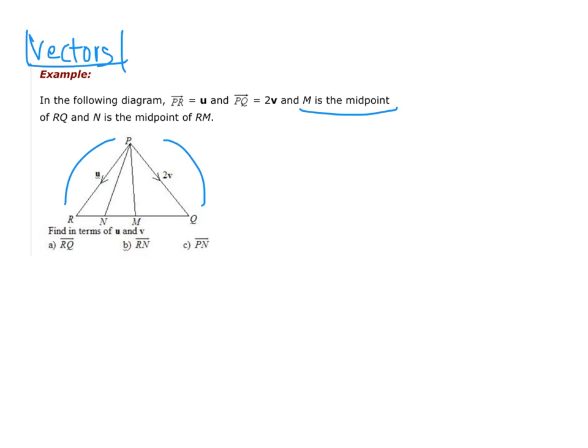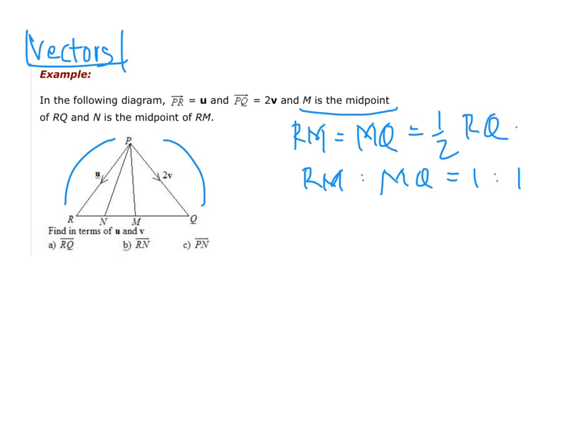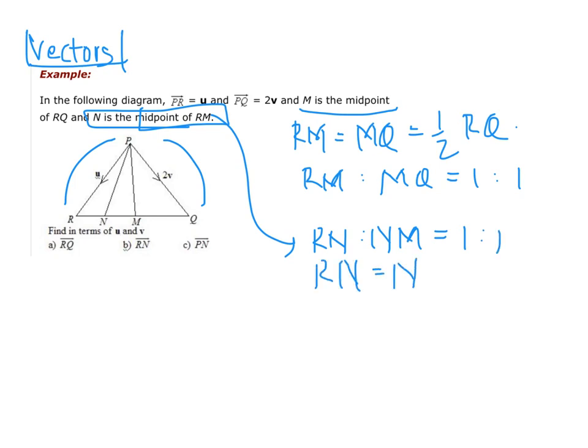What does that imply? You have to analyze the information first. Whenever M is the midpoint, that shows you that RM is equal to MQ, right? So we can say that RM equals half of RQ, or in the ratio, RM to MQ is 1 to 1. And the midpoint of RM is N, so the same applies: RN and NM are 1 to 1. That means RN equals NM, which is half of RM.